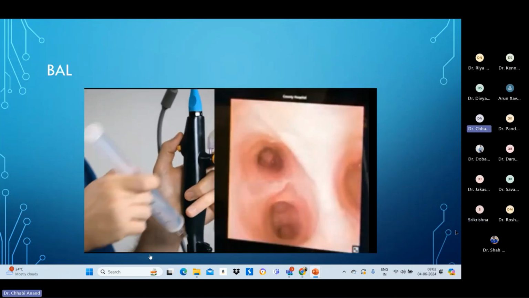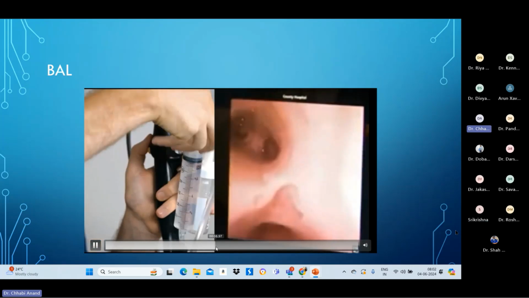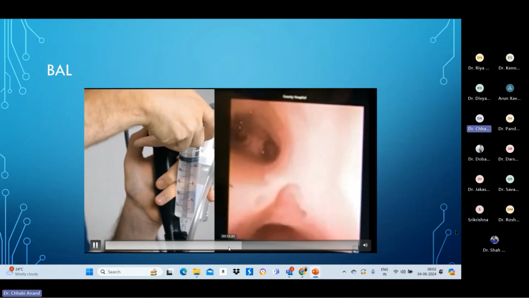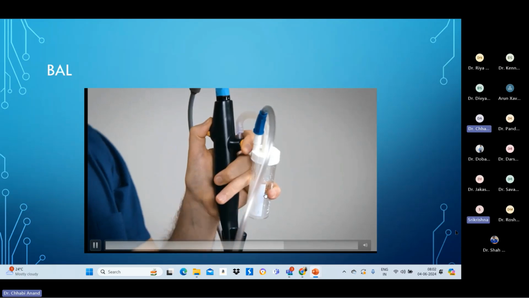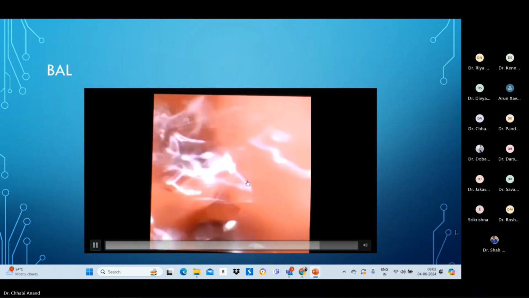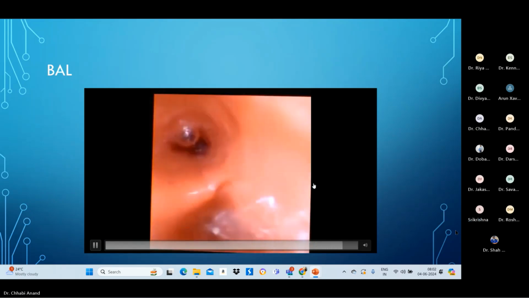This is the video, sir. It is instilling the saline into the bronchus, and then the sample is taken from that saline, which is mostly 40 to 60% of the instilled total saline.